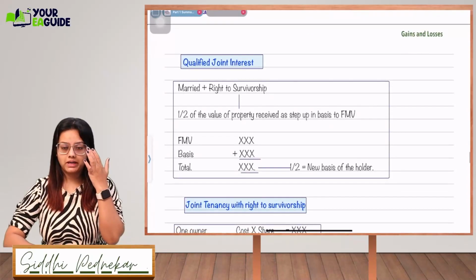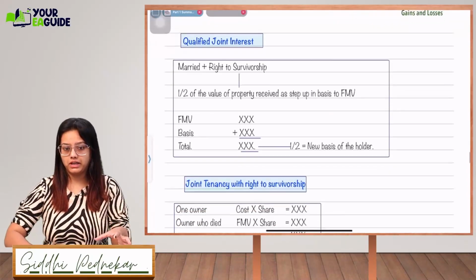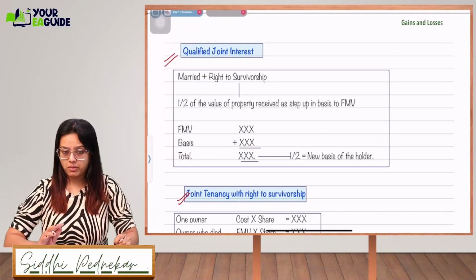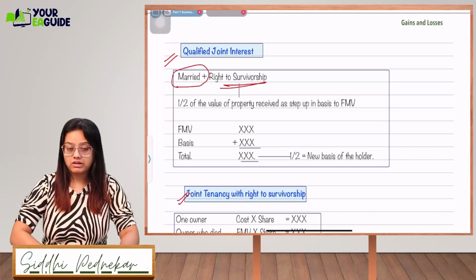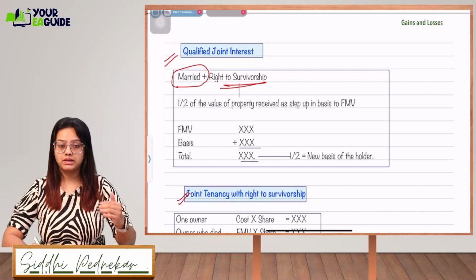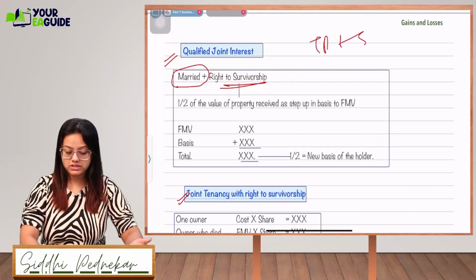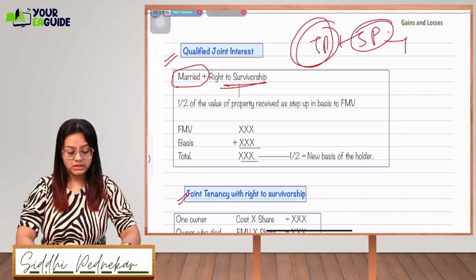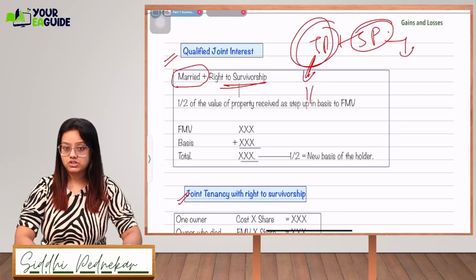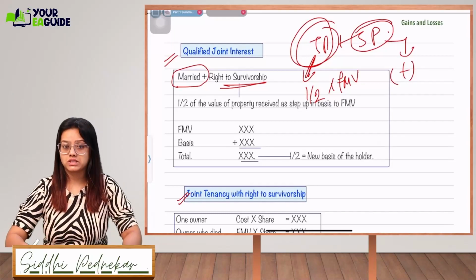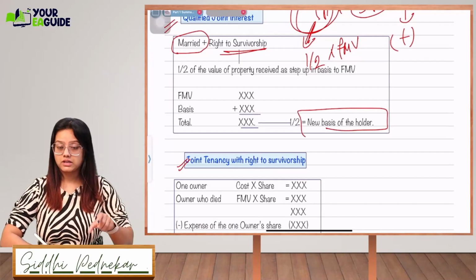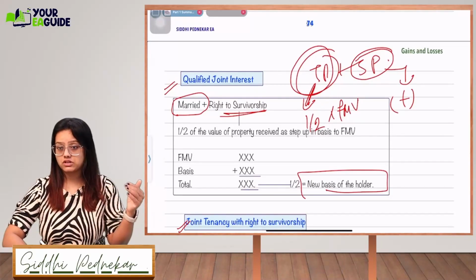Next is qualified joint interest property. If a husband and wife both are owning a property, it's a joint tenancy with the right of survivorship, or if two partners are holding a particular type of property. So married plus right of survivorship, then half of the value of the property received will have a step-up basis. Let's say the taxpayer and spouse are there. This we have done: if the taxpayer dies, the spouse will get the whole property. For the spouse, what will be the basis? Whatever is the taxpayer's share of FMV of the property, into half, that much will be added to the spouse's basis. FMV plus basis, this is the total, and half will be added to it as the new basis of the property for the spouse.